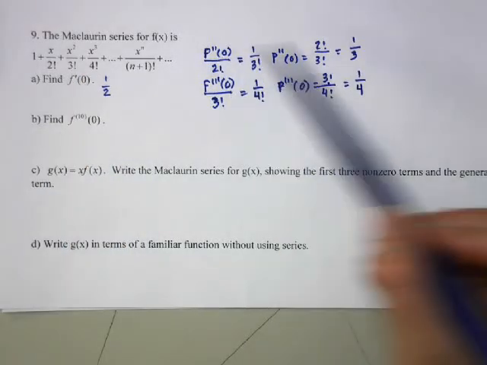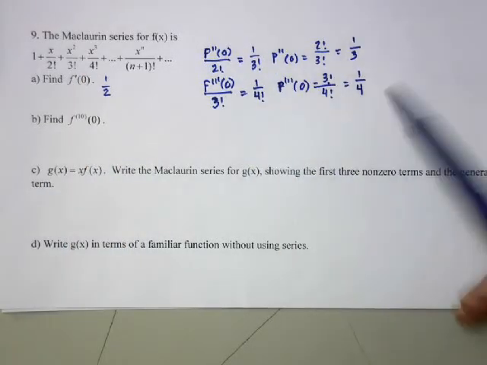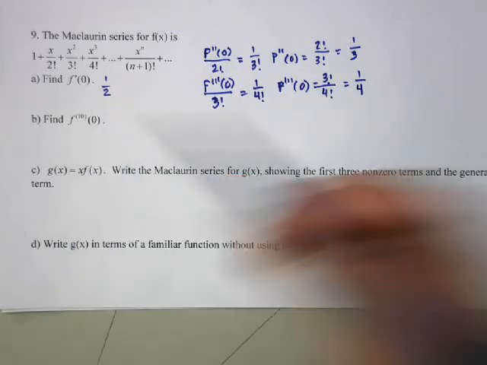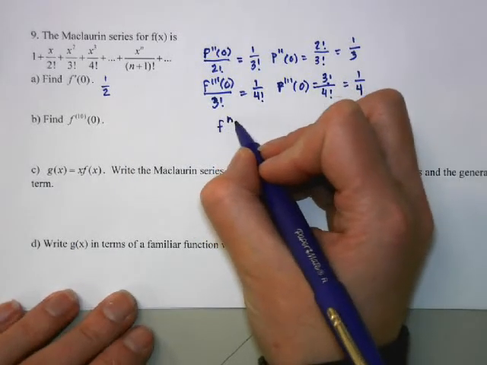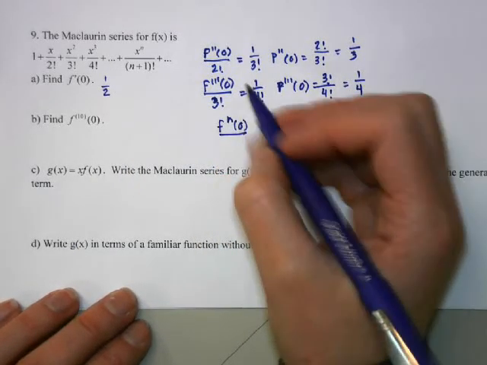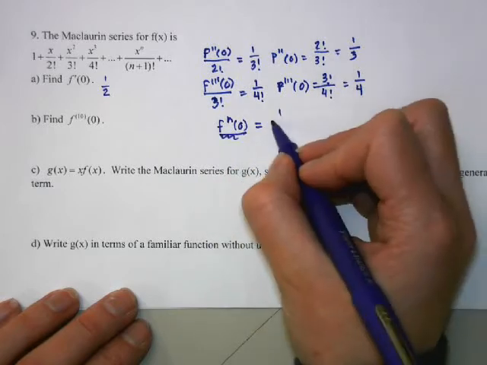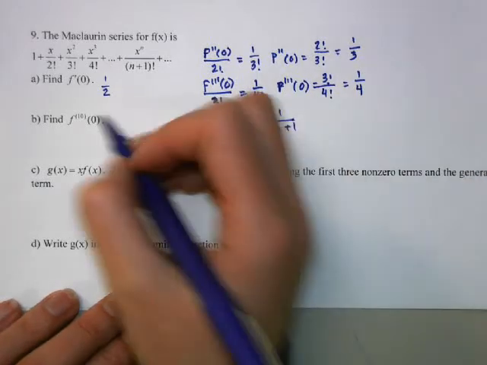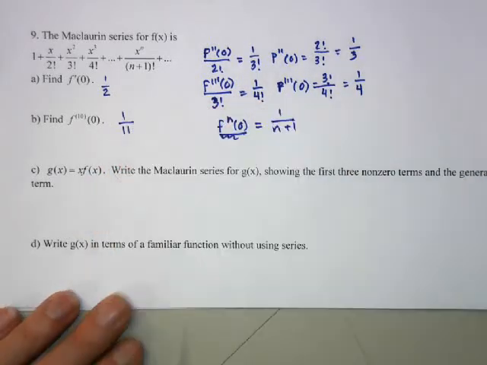Okay, so the second derivative was 1 over 3, the third derivative was 1 over 4, so I can say that the nth derivative is going to equal 1 over n plus 1. So this is going to be 1 over 11.